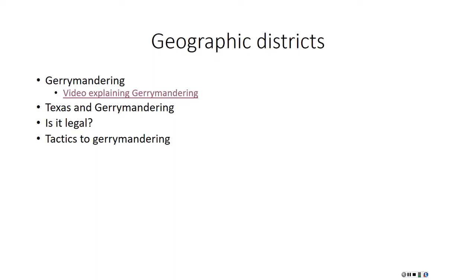So if we're going to gerrymander to diffuse minority voting power, to prevent minorities from getting elected, is this legal? No. The third tactic is we're going to create something called a majority-minority district. We're going to make the majority of the people in this district a minority. Is this legal?